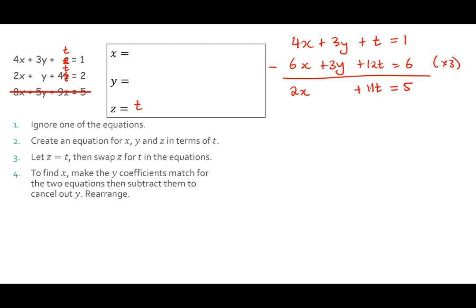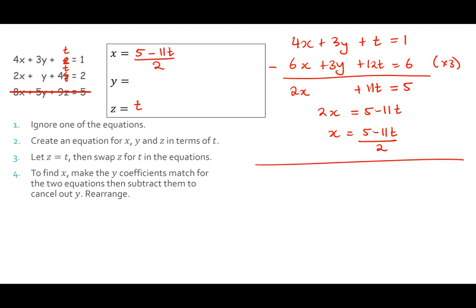I can then rearrange this to get an equation for x in terms of t. So I get 2x equals 5 minus 11t. Then dividing by 2, I get x equals (5 minus 11t) over 2, which I can write up here in my solution set. We've done our equation for x.